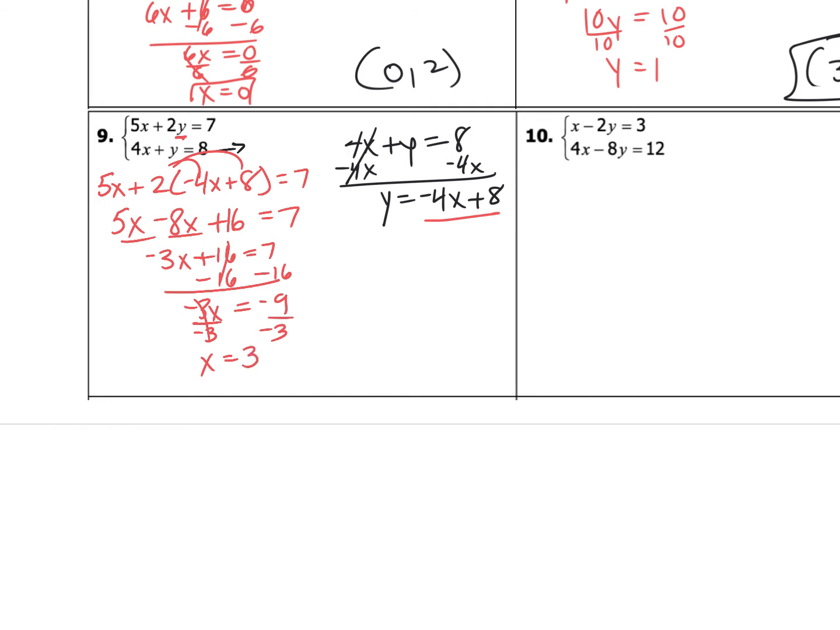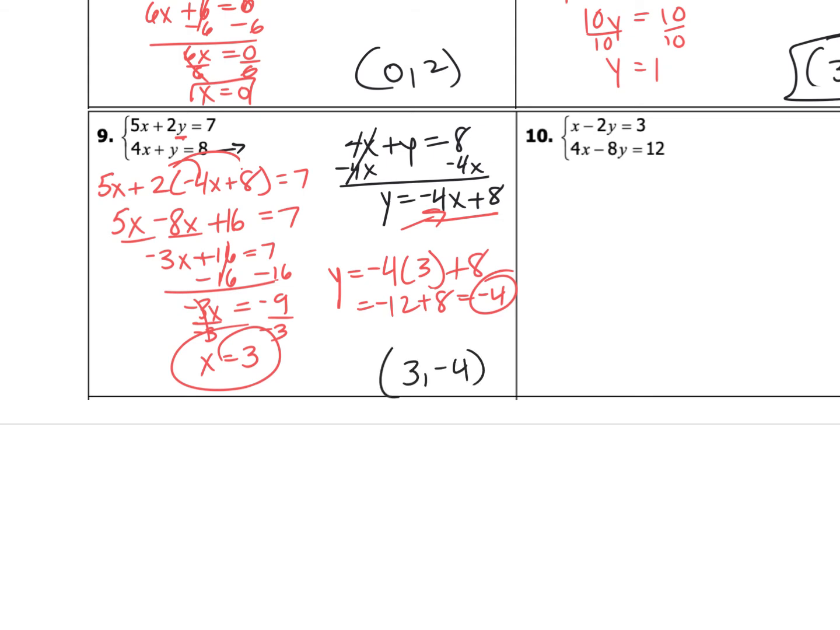If x equals 3, let's take that. Let's put it right there and solve for y. So y equals negative 4 times 3 plus 8. That's negative 12 plus 8, which is negative 4. All right, so my ordered pair is 3, negative 4.